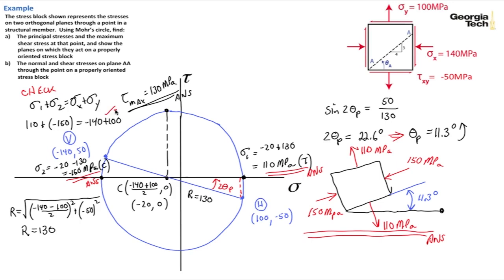So that's our solution. That's a good Mohr circle. We'll start back up next time and solve part B.